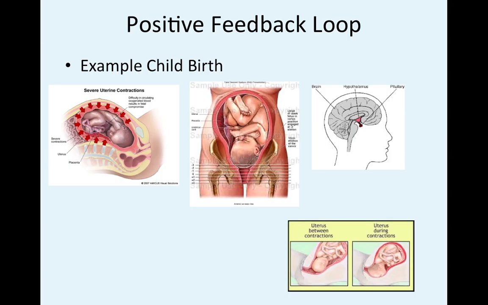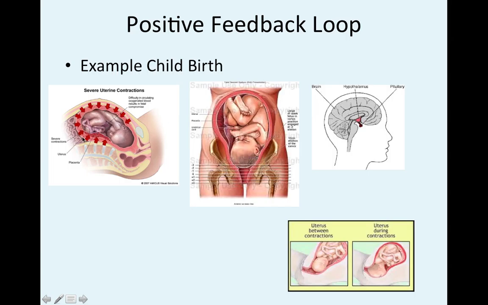Now, the sensor is going to send a signal to the control center, and that happens to be the brain. So the cervix is a sensor. It senses the baby's touching me. It wants to come out. I'm going to send a signal to my control center, which is going to be my brain. So my brain looks at this and says, okay, this baby is coming. I've got to do something to initiate this baby coming. So the brain, being the control center, sends a signal to the muscles of the female that says start contracting. That's the effector. The muscles are the effector.